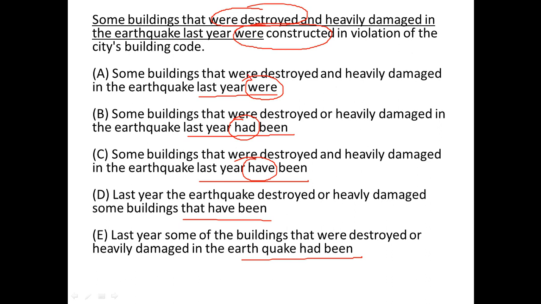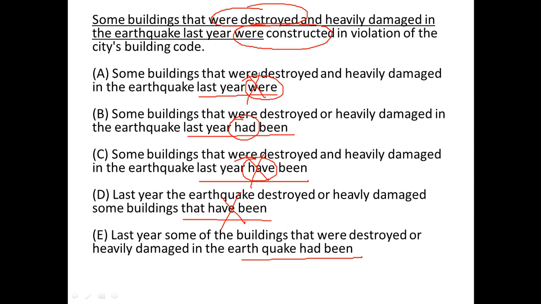So eliminate A, C and D. Now we're left with B and E. Now if we just look at the meaning of B and E, because we are dealing with tenses, we have to understand the meaning. So because one action happened and then another action happened. So to understand, let's look at option B.